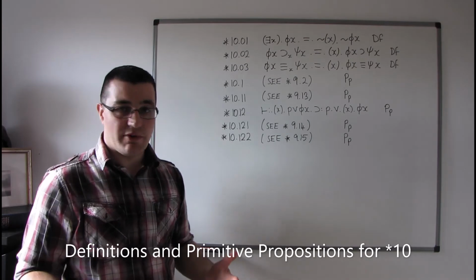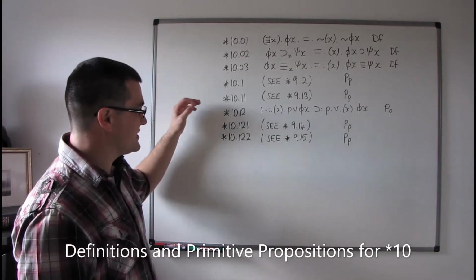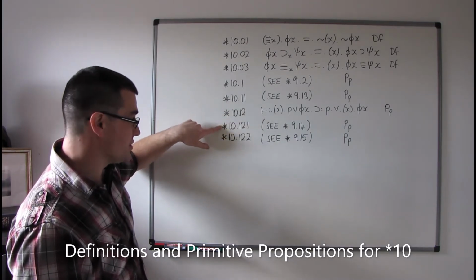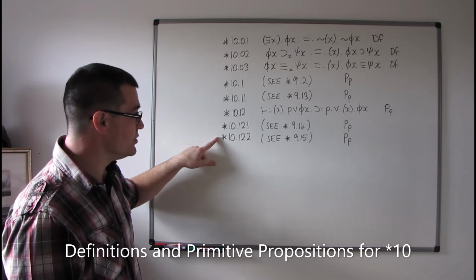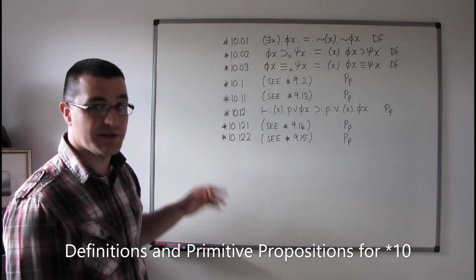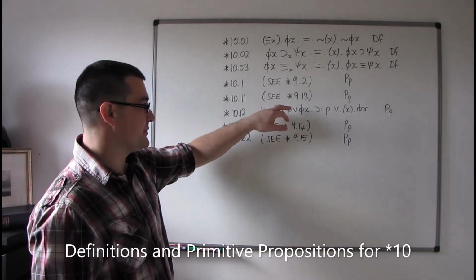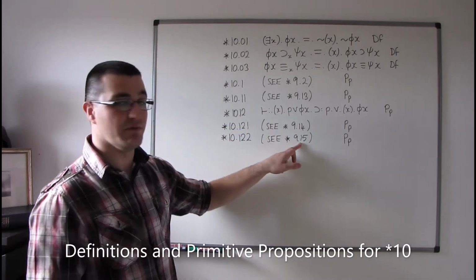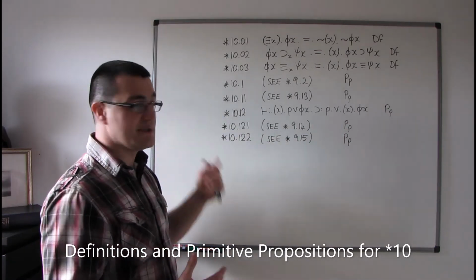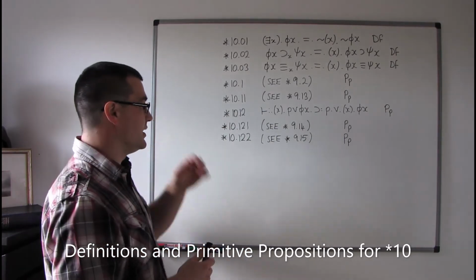And then we move on to our primitive propositions. So I'm not going to do them necessarily in order. I'm going to pick on 10.11, 10.121 and 10.122. These were also primitive propositions in section 9. In particular, they were primitive propositions 9.13, 14 and 15. And any comments that I made regarding those primitive propositions in section 9 apply equally well here.